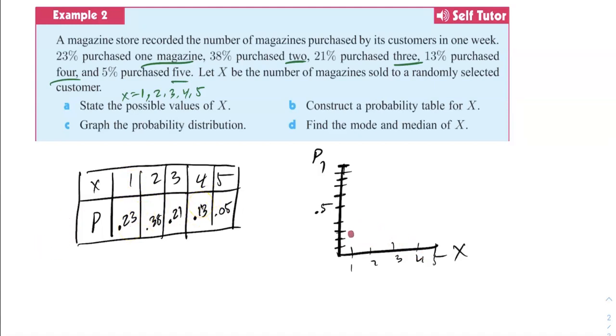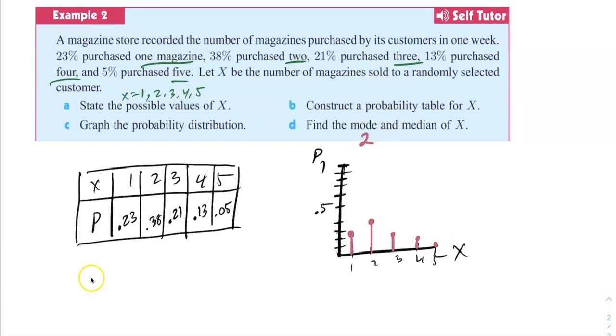0.20 is around there, like that. 2 is 0.38, so close to 0.4. 3 is 0.21, so a little bit past 0.2. 4 is 0.13, so a little bit past 0.1. And then 5 is 0.05, so less than 0.1, like that. And you can see right there, based on this, 2 is the most often one. So they want me to find the mode. Mode's the most often, so the mode will be 2.